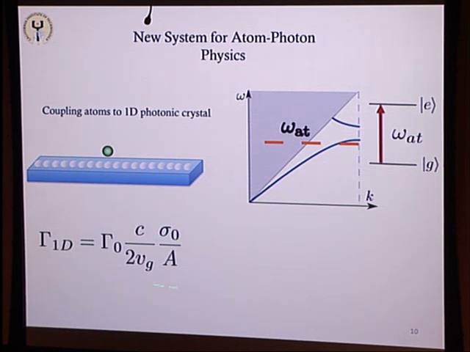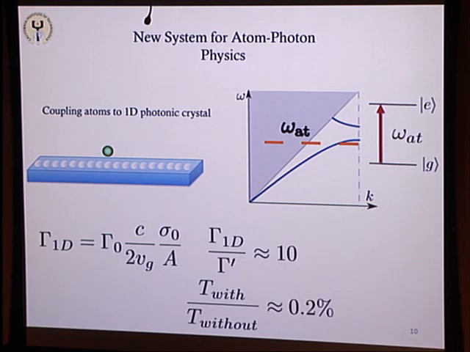So we're still talking about this gamma 1D that I described previously. But now, as the atomic frequency is placed really close to where these bands curve, you end up getting an enhancement in this gamma 1D because the light in this region becomes very slow, and so the group velocity becomes very small.